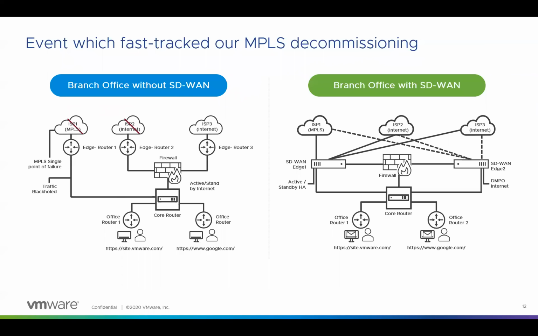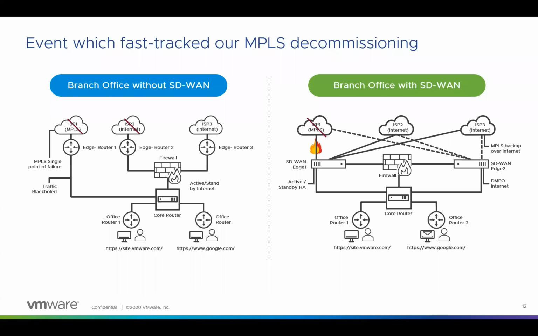Whether it be MPLS or internet. And then again, now that we have a user going to an external site, we can use both internet links through the use of DMPO. And finally, if we have an MPLS outage at a site with SD-WAN, then not to worry, we can continue delivering our traffic to the internal sites over the internet.